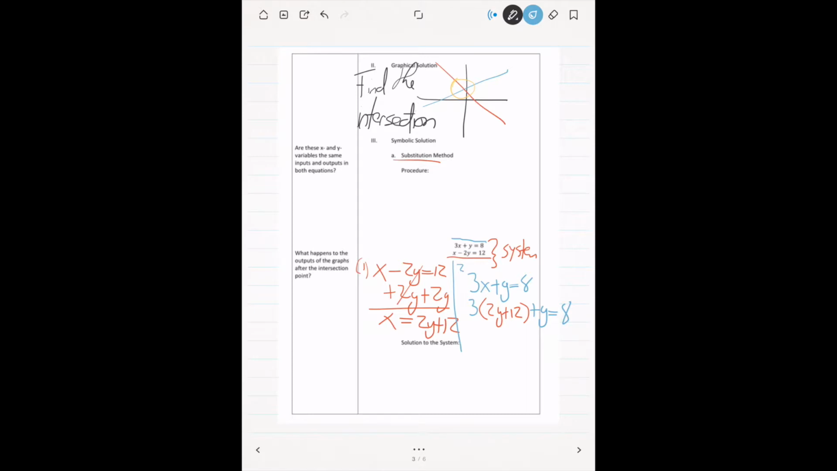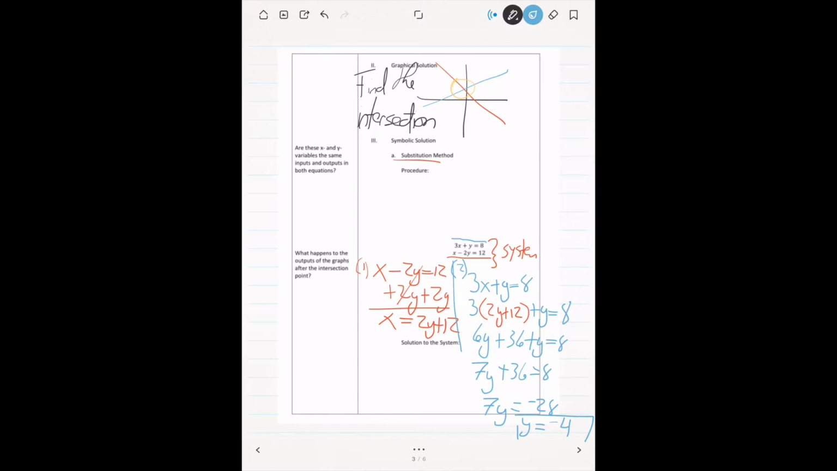So this is step 2, we'll call it. I'm going to distribute this 3 through. We get 6y plus 36 plus y equals 8. All right, let's see what we get here. 6y and y is 7y plus 36 equals 8. If I subtract 36 from both sides, we should get 7y equals negative 28. That's a terrible equal sign. Negative 28. So y should be negative 4. There, we just got an answer. y is going to be negative 4.